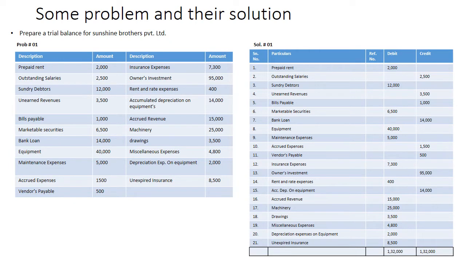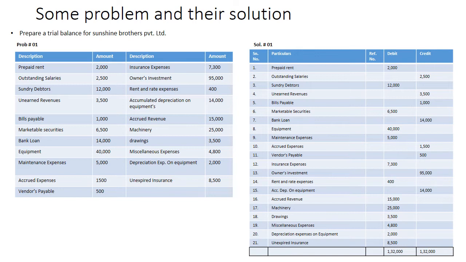Now come to the solution. First we have to draw 4 or 5 columns. If we want, we can omit the reference number column. First is serial number, second particulars, third reference number, fourth debit and fifth is credit. First is prepaid rent. Prepaid rent is debited. Outstanding salaries is credited. Sundry debtors is debited. Earned revenues is credited. Bills payable credited. Marketable securities is debited. Bank loan is credited. Equipment is debited. Maintenance expenses is debited.